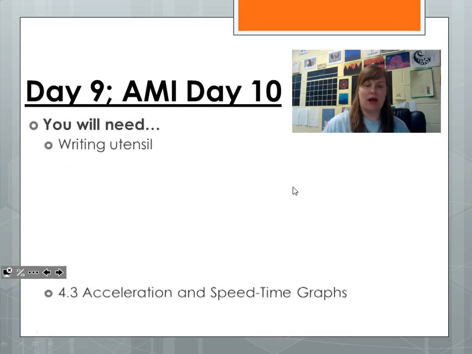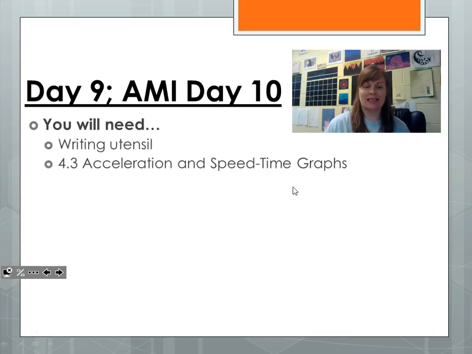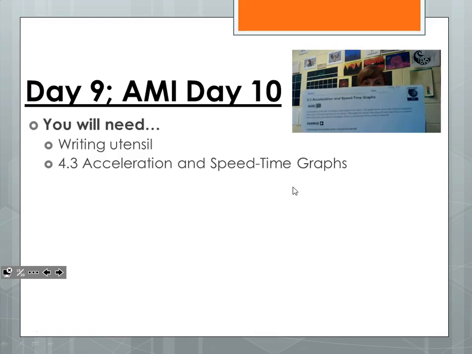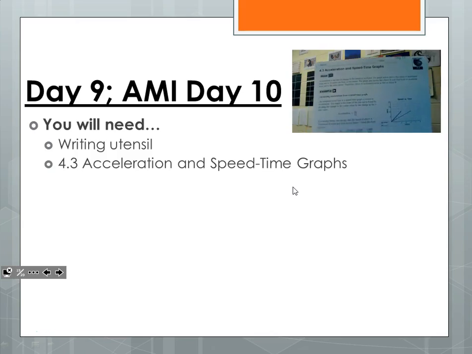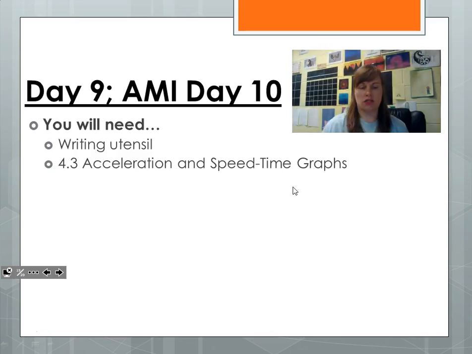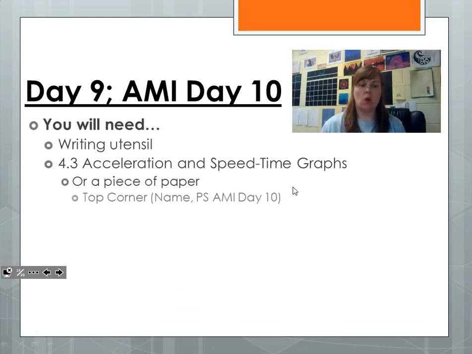Today, you will need a writing utensil, a 4.3 acceleration and speed time graph worksheet. This is what it looks like at the very top. It should say AMI day 10, and it gives you, of course, the directions for the day. Or if you don't have the accessibility to print or the availability to come up to the school, that's fine too. If you've got your phone, a Kindle, a tablet of some sort or a computer at home, you can work these on a piece of paper.